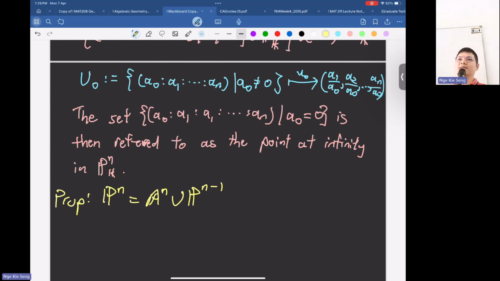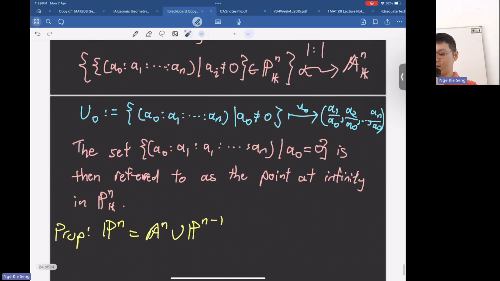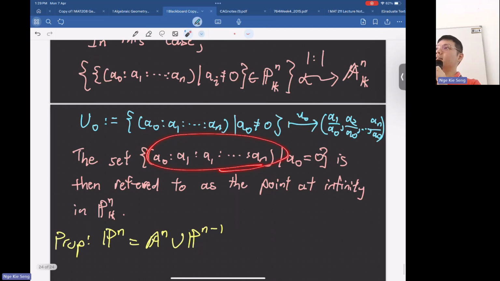Does this make sense? Can you see it from the map that we made just now? So one part, you can send it to A^n. The leftover part is again a projective space, but you already fixed your A0 to be 0.